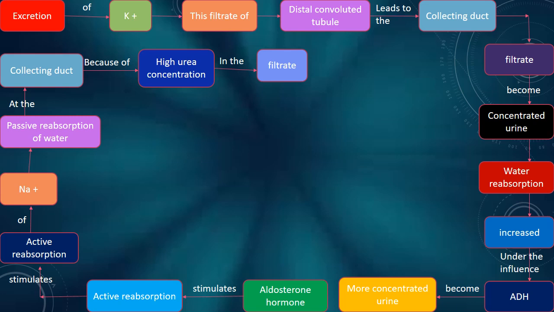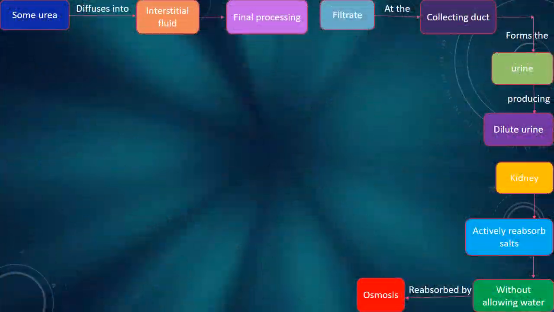Passive reabsorption of water occurs at the collecting duct because of the high urea concentration in the filtrate. Some urea diffuses into the interstitial fluid. Final processing: the filtrate at the collecting duct forms the urine, producing dilute urine when the kidney actively reabsorbs salts without allowing water to be reabsorbed by osmosis.